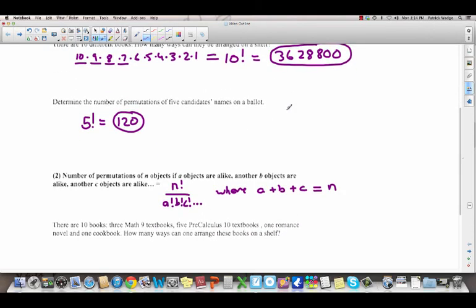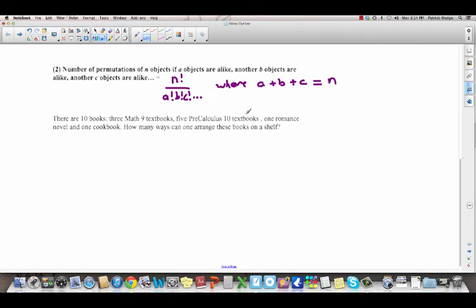So for example, if you look at the 5 candidates here, it would be 5 factorial. They're all different. So there'd be one of the first type of candidate, one of the second type, one of the third type, one of the fourth type, one of the fifth type. 1 factorial is 1. All those are just 1. Nothing changes. That probably doesn't help you. It probably confuses you. So let's give you the example. It probably will help you here.